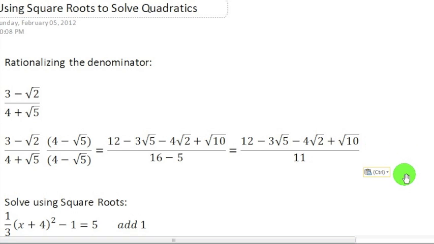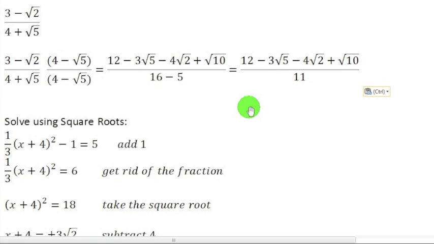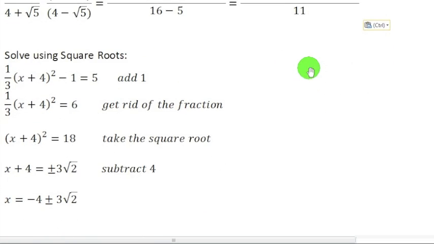The goal of that entire process is to get the radical out of the denominator, and we succeeded here because we simply have radicals in our numerator. One last little example and we'll be done.